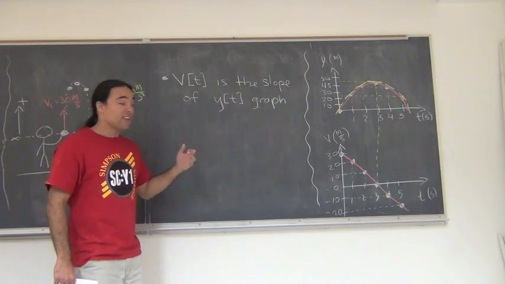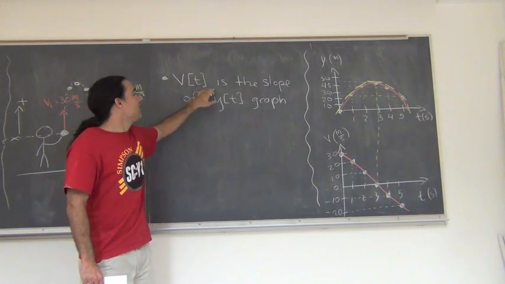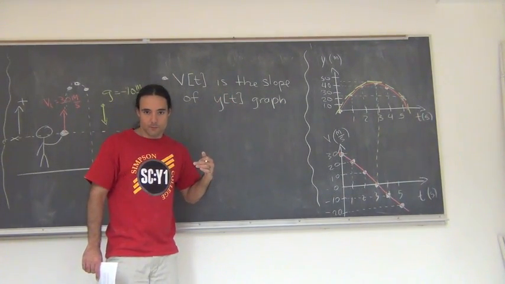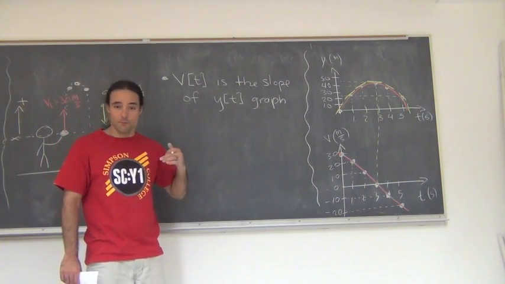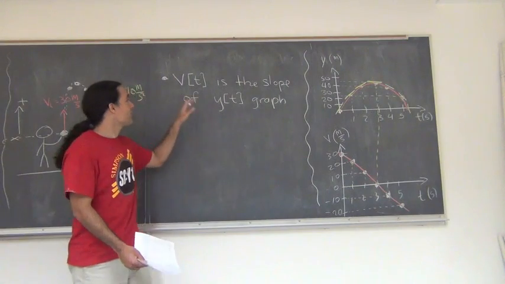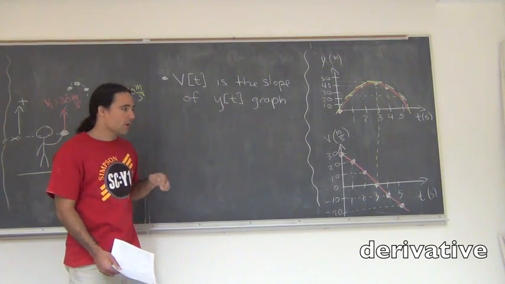So we can say that the velocity as a function of time is the same as the slope of the position as a function of time curve. Velocity as a function of time is the slope of the position as a function of time curve. For those of you that have had calculus, you might say that the velocity is the derivative of the position as a function of time.